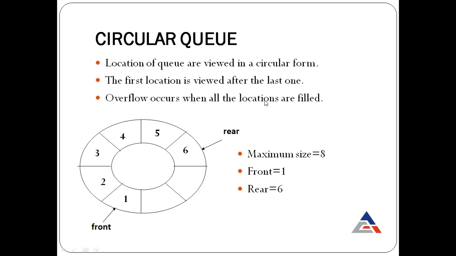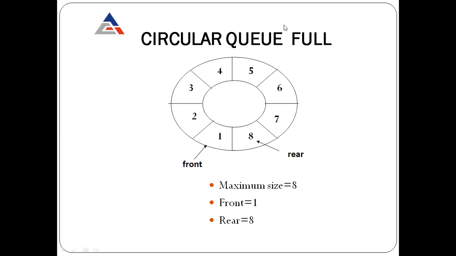Overflow occurs when all locations are filled. So if I fill this location also, then what will happen? Overflow will occur because the whole queue got filled. Earlier this was the rear. Now these 2 elements are also filled. No more empty space in my queue. If I want to add some more elements over here, then I get the overflow. So 1 is the front location, 8 is the rear location, and the maximum size of the queue is also 8. It means my queue is already full. I cannot add more elements in the queue. If I try to add some more elements in my circular queue, I will get the message of overflow.